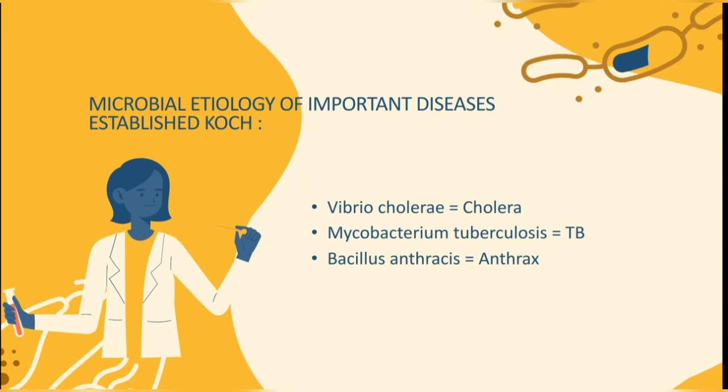Now let's proceed to the microbial etiology of important diseases, established by Koch. Vibrio cholerae is the causative agent of cholera. Mycobacterium tuberculosis is the causative agent of TB, or tuberculosis. And Bacillus anthracis is the causative agent of anthrax.